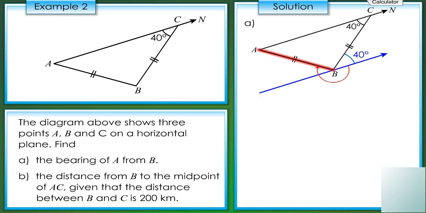Now, AB and BC are of equal length, and since they are between two parallel lines, then these two angles have the same value, which is 40 degrees. 180 degrees plus 40 degrees equals 220 degrees. Thus, the bearing of A from B is 220 degrees.